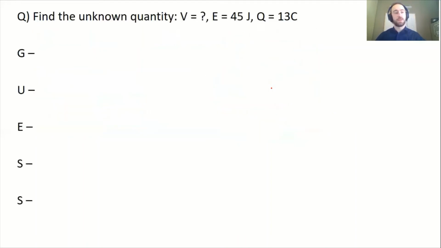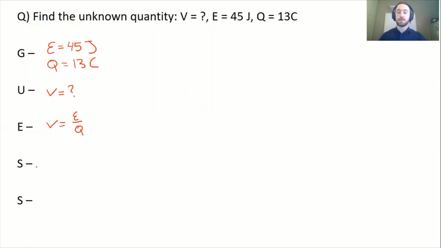Let's try some examples. And we're going to go ahead and use our GUESS method for all science related questions. The question asks us to find the unknown quantity in this example. So G, what is given? Well, we have energy to be 45 joules, and we also have our total charge to be 13 coulombs. Our unknown is our voltage. The equation that we're going to use is simply voltage is equal to energy divided by total charge.